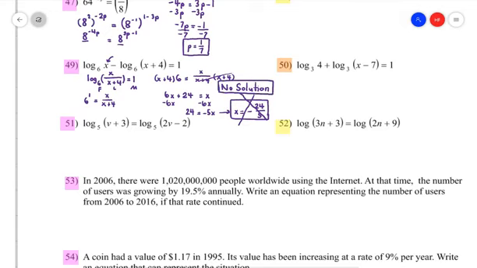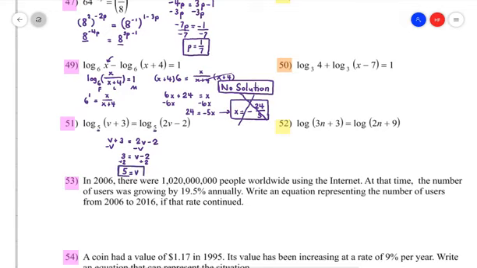Now number 51, we have a different type of log equation where we've got log equals log. We'll check that their bases are the same and that we don't have to condense anything. And then once we've got that, we'll just set them equal to each other. So v plus 3 equals 2v minus 2. 3 equals v minus 2. 5 equals v.